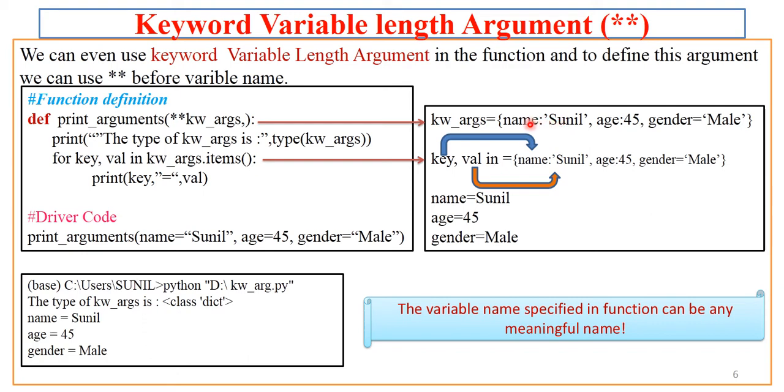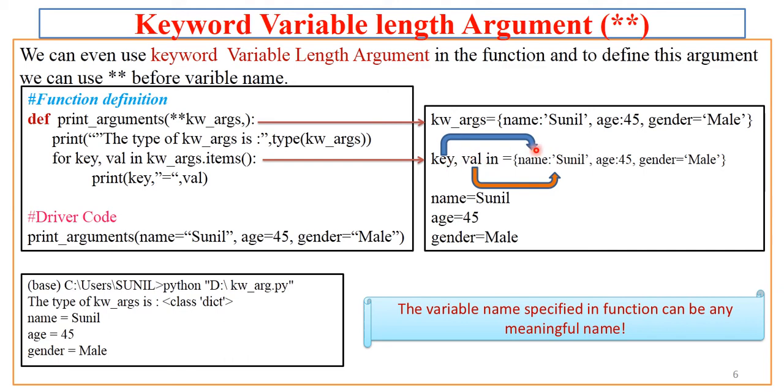So I have passed three keyword arguments to the function, and those are stored internally as a dictionary. First argument name Sunil, second argument age 45, third argument gender male. These will be collected, and if I want to fetch values from this dictionary, I need two variables: first key, and second val for the value of the key. This name-value pair is also called a key-value pair. First is key and then is value. This way a dictionary is stored.